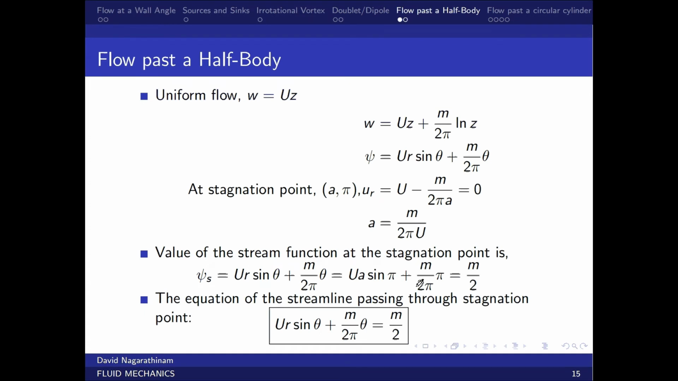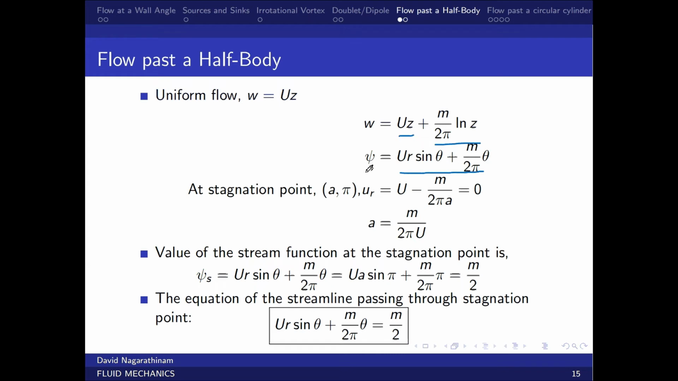Now let's consider the flow past a half body. Well, a half body is formed by a combination of a source and a uniform flow. The uniform flow is represented by Uz, and the source is represented by m by 2 pi ln of z. Under such a scenario, the stream function becomes of the form as shown here, essentially written in polar coordinates, where z is equal to r e to the power i theta. Here w is essentially phi plus i psi. The stream function then becomes of the form as shown here.